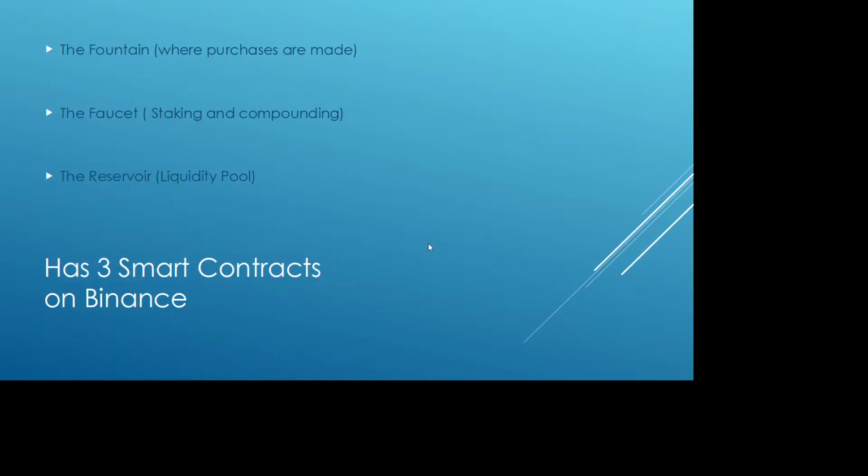So the three smart contracts come down to the fountain. This is where purchases are made in the swap tab online, and the faucet, which is the staking and compounding yield returns, and the reservoir, which is the liquidity pool. For the faucet, which we'll discuss later, that's where you put your money in and you're getting that 1% returns.